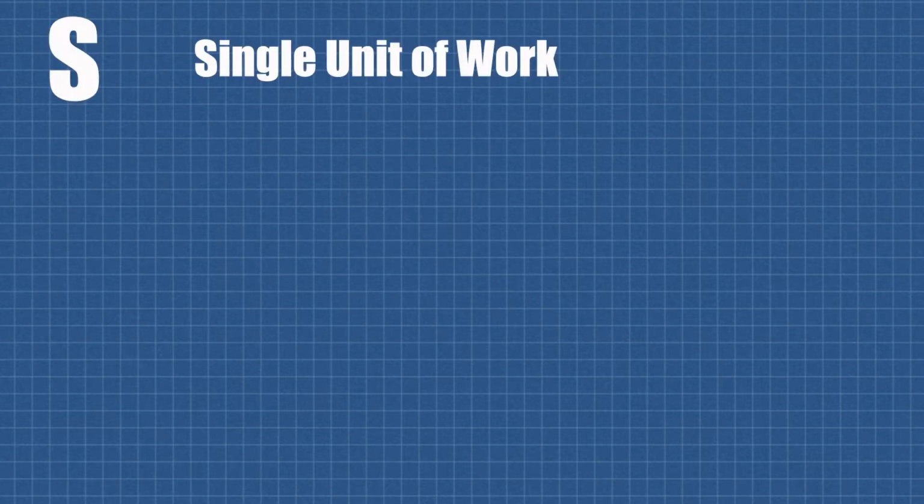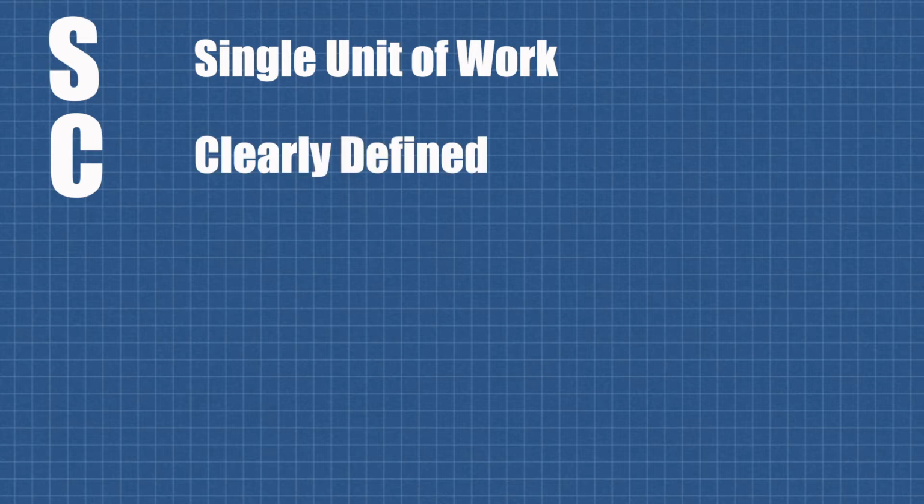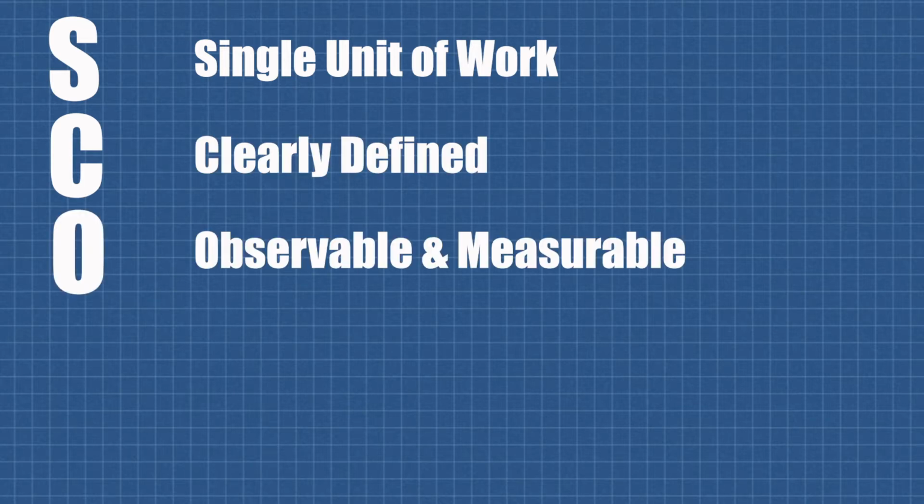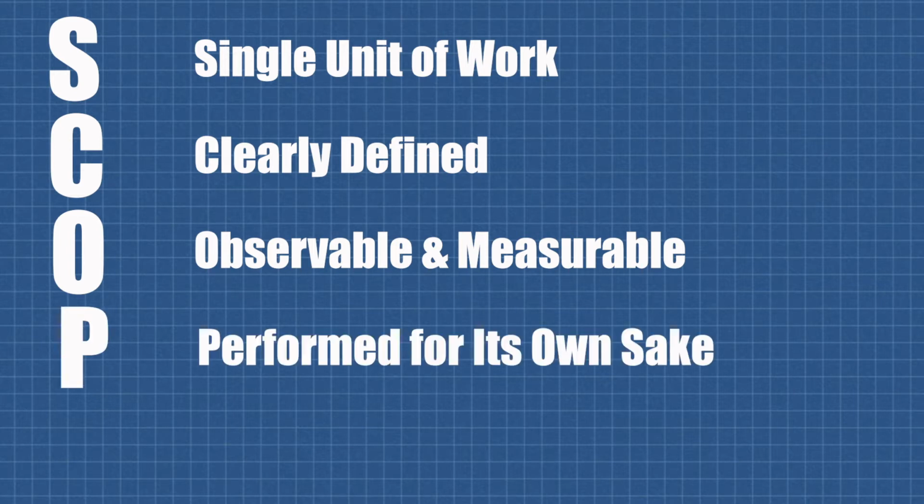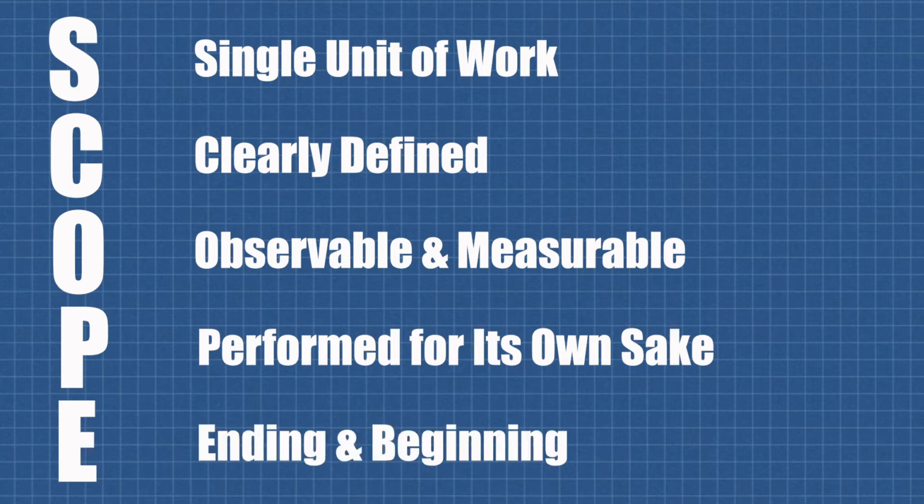It is called SCOPE. SCOPE stands for S, Single unit of work. C, Clearly defined. O, Observable and measurable. P, Performed for its own sake. E, Ending and beginning that are definite. Let's cover each in more detail.